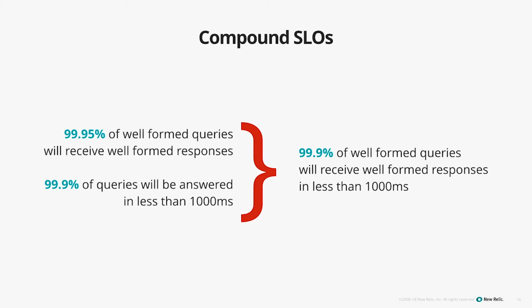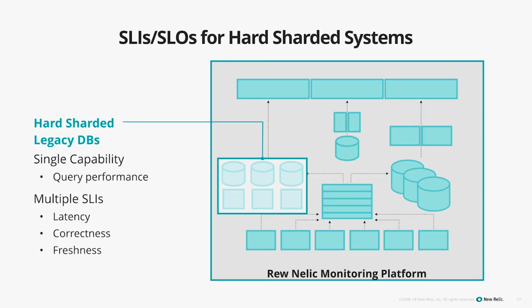Now, the benefit here is that it's sometimes easier for customers of the system to reason about a single compound SLO than several independent ones. And when you do this, computing the SLO becomes a matter of looking at how much of the time the system was satisfying all of its SLOs. We AND them together.